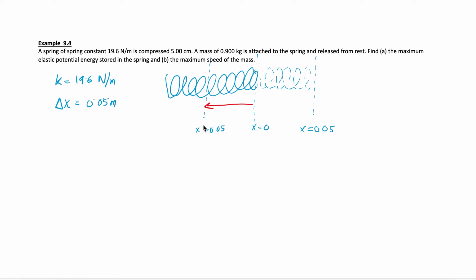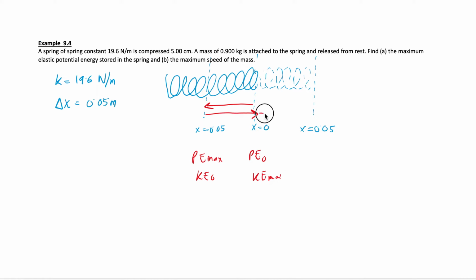At this point, my PE is the maximum. Does it move when I compress it? No, it doesn't. So my KE is 0. At this point, when it comes back to this point, my PE is 0 and my KE is the maximum.